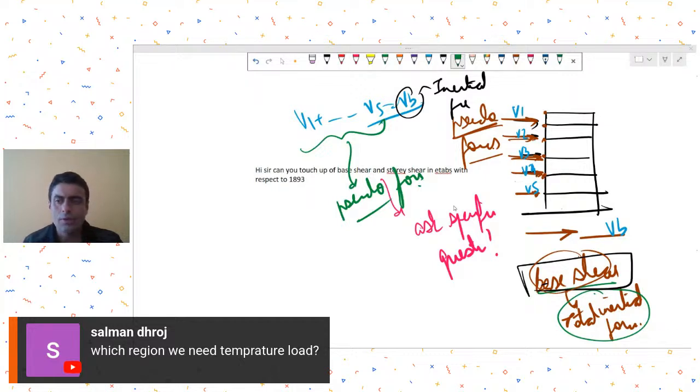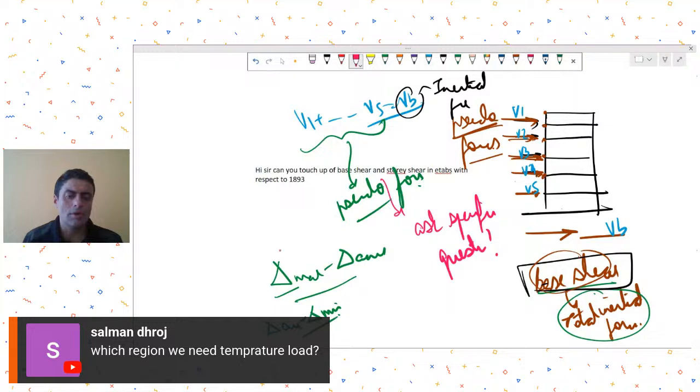Mr. Salman Roj is asking, related to the last discussion, in which region we need temperature load. No, this question is not appropriate. You should ask under which conditions temperature load is critical. Wherever your maximum temperature over the ambient, or the minimum temperature over the ambient, is of a higher magnitude, the temperature stresses become critical. So those depend on your geographical location.